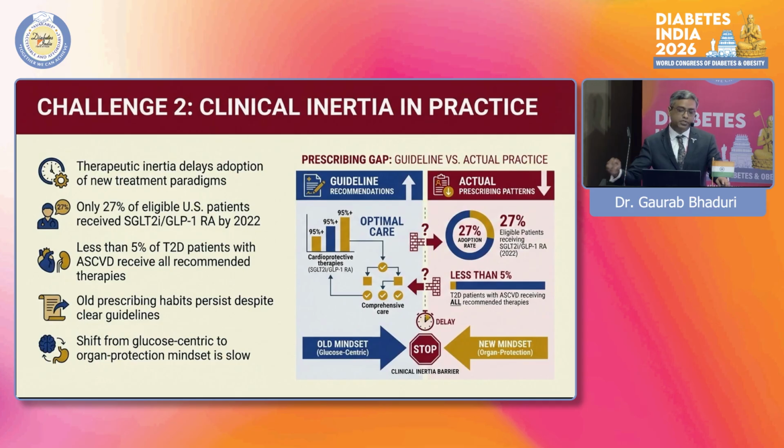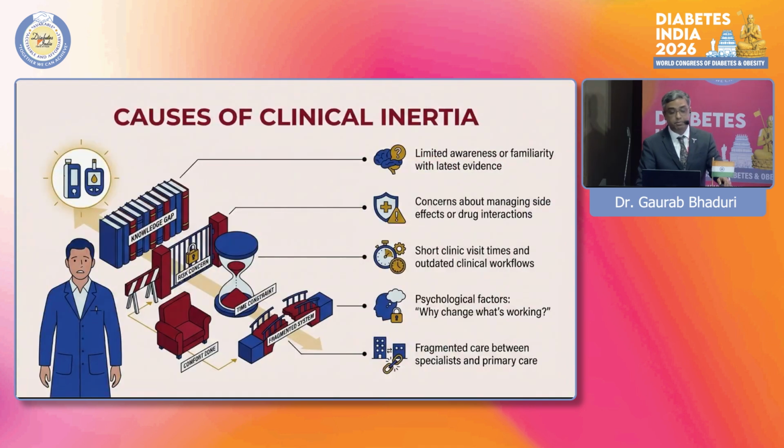Challenge number two is clinical inertia in practice. We all know that therapeutic inertia can slow the adoption of any new medication, whatever treatment paradigms arrive. And as we are transitioning from the old glucocentric mindset to the organ-centric mindset, this clinical inertia is a big barrier. So what are the causes of the clinical inertia?